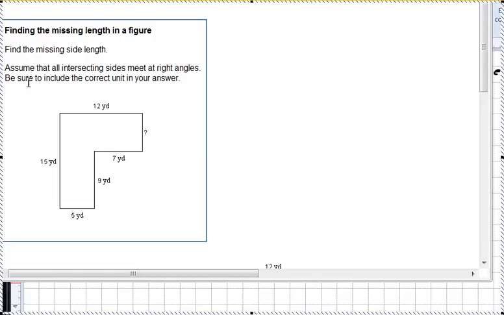All right, find the missing length. I've got 15 yards, 12 yards, 7 yards, 9 yards, and 5 yards, and Dawson is already throwing out the answer. Let's see what our ideas are. But first, we need to assume that all of these angles over here are right angles. And folks are saying 4, 5, and 6.